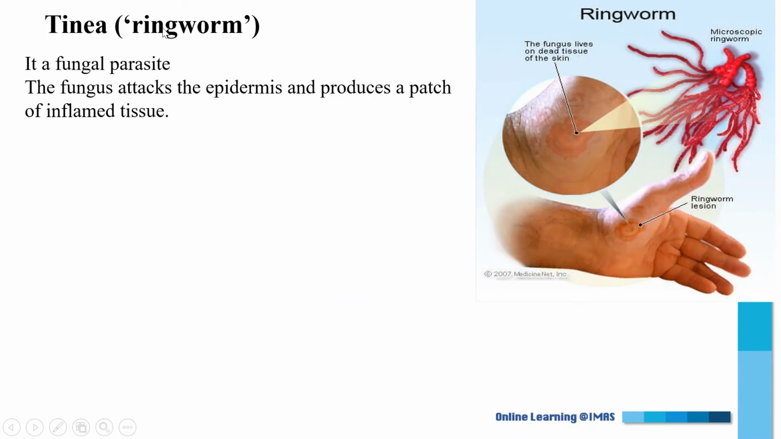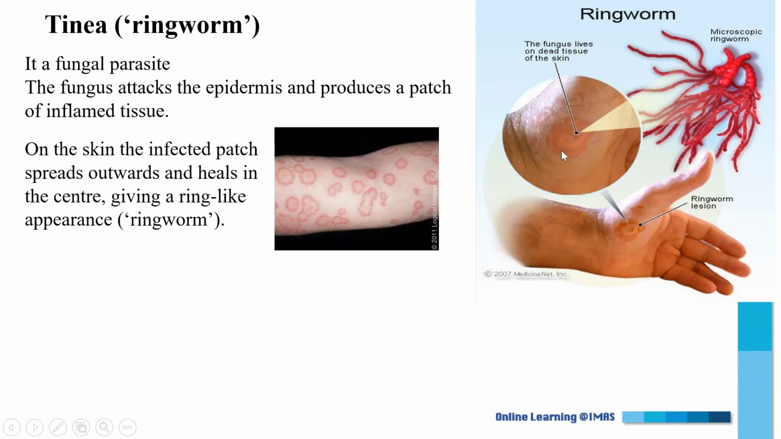And we have this ringworm. I talked about it in the first slides. So, tinea. This one also makes patches of inflamed tissue. That's why they call it ring. You can see it better here. All right. On the skin, the infected patch spreads outward and heals in the center, giving the ring-like appearance.